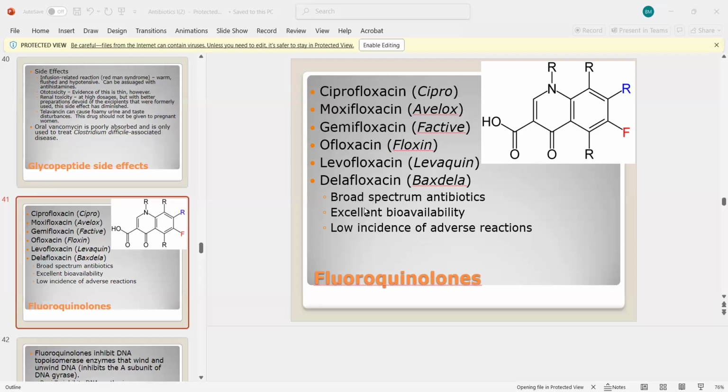There is, however, a fluoroquinolone called delafloxacin. And delafloxacin has high potency against gram-positive bacteria including MRSA.